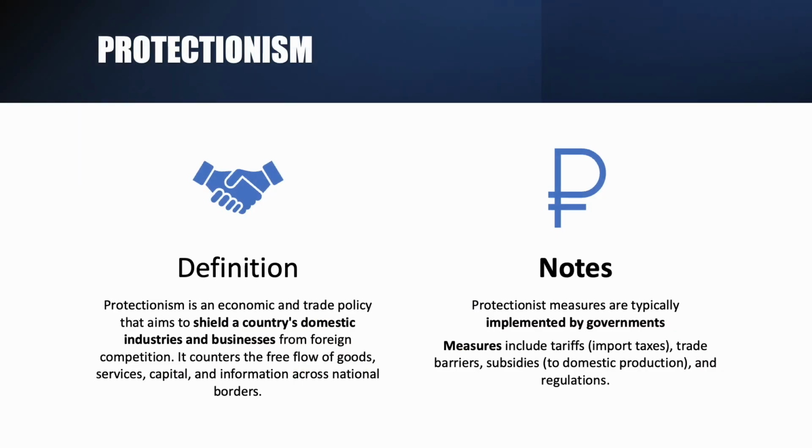Now, the opposite of comparative advantage, which means open trade or globalization, is protectionism. So, what is protectionism? Protectionism is an economic and trade policy that aims to shield a country's domestic industries and businesses from foreign competition. It will counter the free flow of goods, services, capital, and information across national borders. Protectionist measures are typically implemented by whom? By the government.